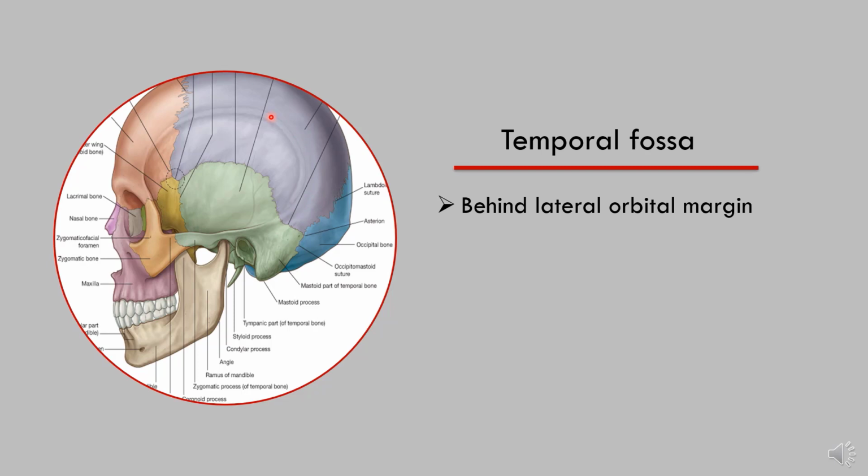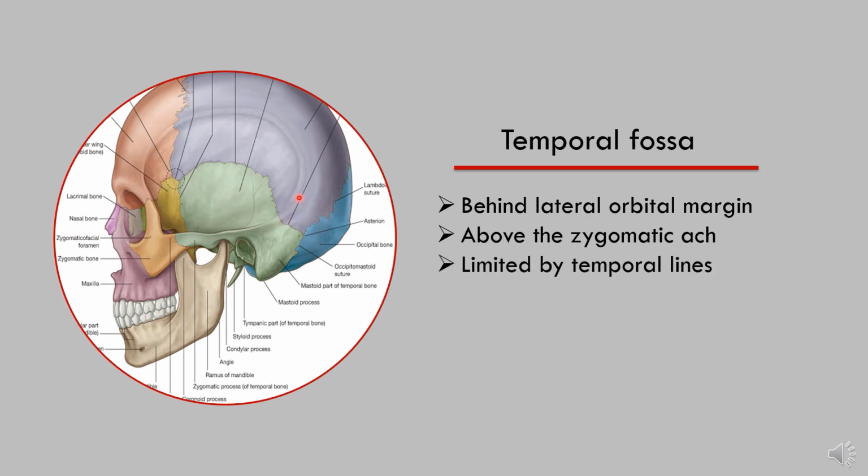Let us define the boundaries of the temporal fossa. It is behind the lateral margin of the orbit. It is above the zygomatic arch. It is limited by the temporal lines here. Most of the temporal fossa is occupied by the muscle temporalis.